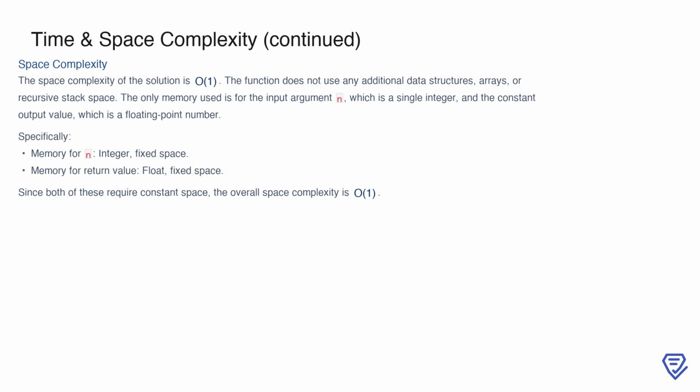Now, for space complexity, the solution is also O(1). The function does not use any additional data structures, such as arrays or hash maps, nor does it require recursive calls that would add to the stack memory. The only memory usage comes from the input n, which is a single integer, and the return value, which is a floating point number. These are fixed, constant amounts of memory, regardless of the size of n. Therefore, the space complexity remains constant, or O(1).